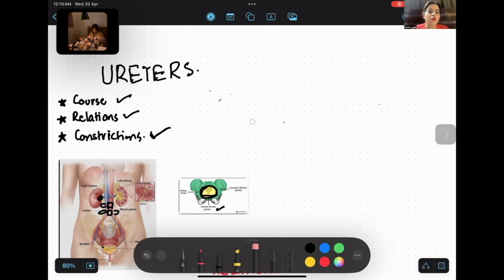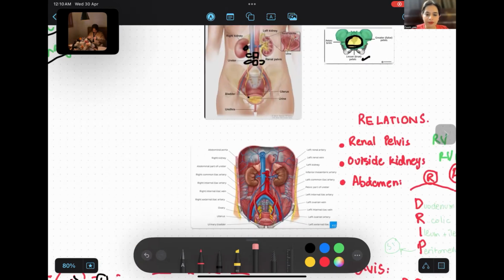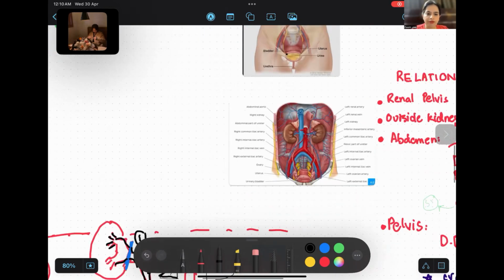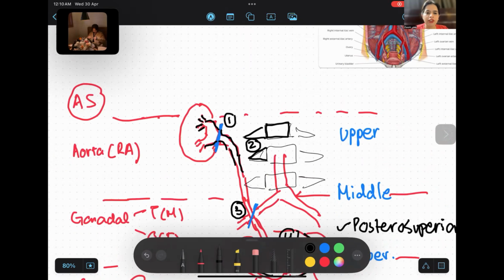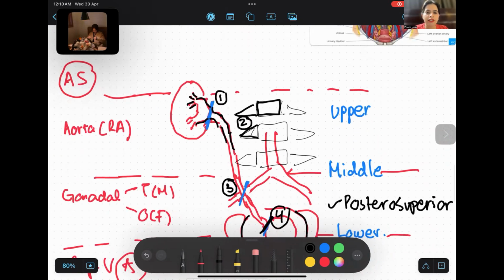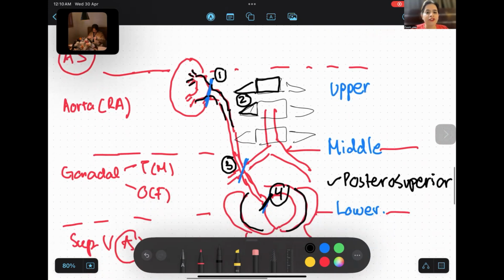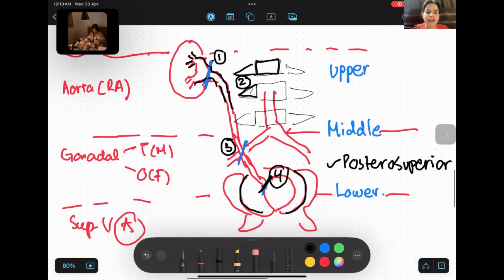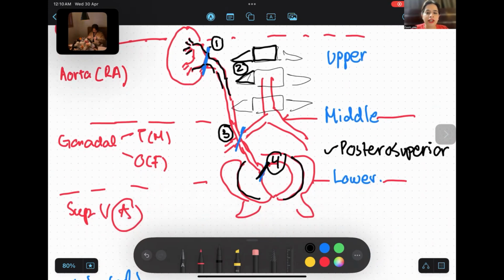Okay, let's move on to the constrictions. Where are the constrictions? The number one constriction is shown in blue. This is at the PUJ, the pelvis and the ureter junction. This one right here. This is the first constriction. The second constriction is right here. Can I use a purple pen?